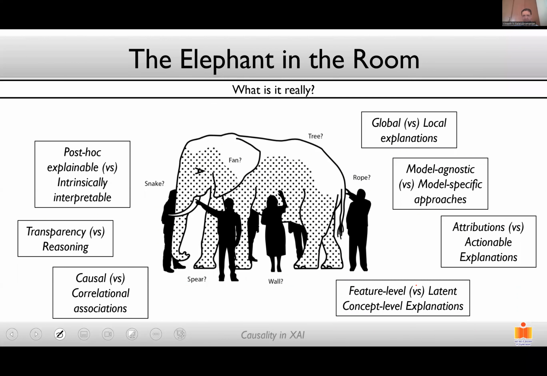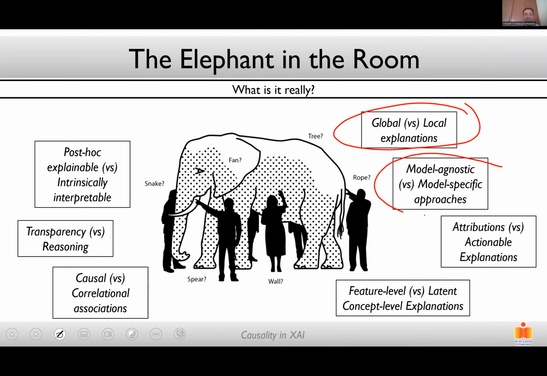So today you have different ways of looking at explainability in AI and machine learning. One is whether an explanation should be global or local. Should you give an explanation for an entire data set, or do you give an explanation just for one single data point of a data set?